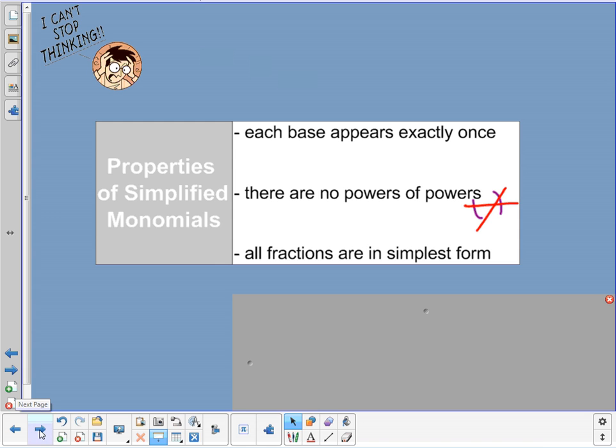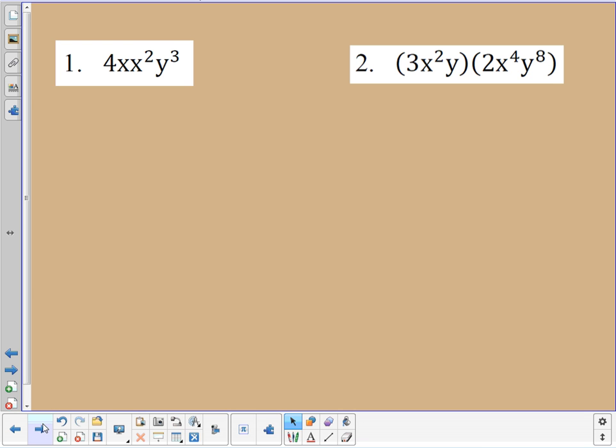All right, so let's take a look at number 1. I have 4 times x squared times y. Now this is a monomial. There's no addition or subtraction, so I need to combine things that have like bases. Now nothing's happening to the 4. Nothing goes with the y, but I do have this x to the first times x to the second.